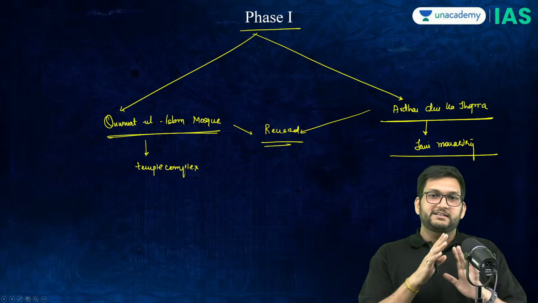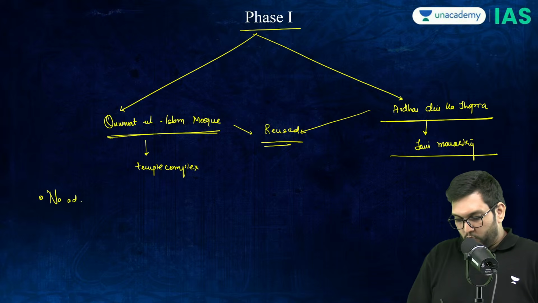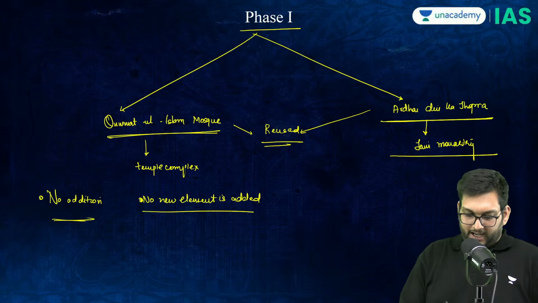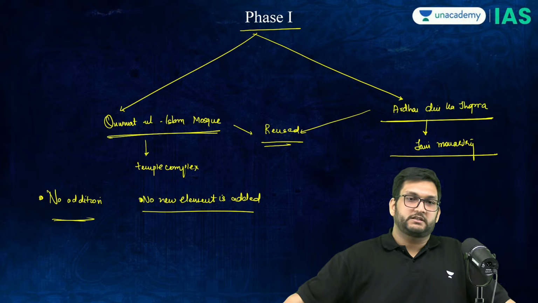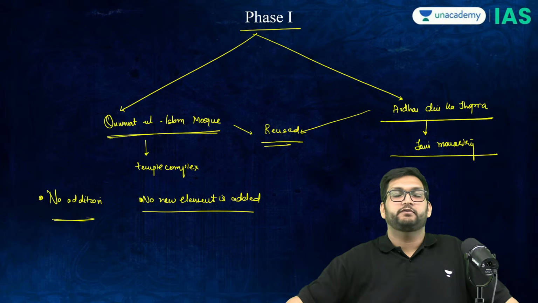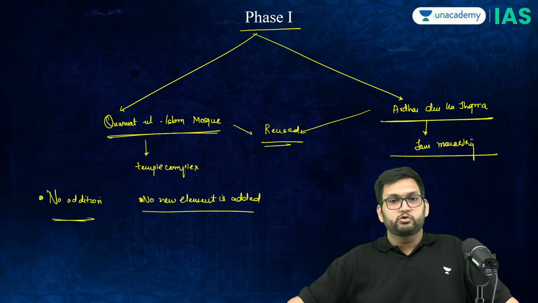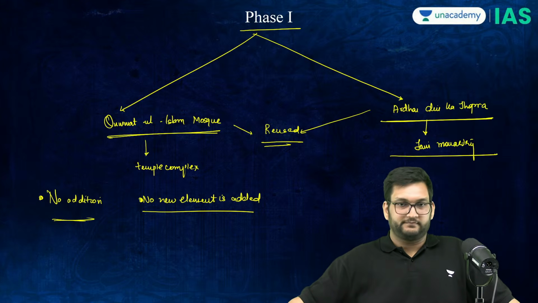Now, in this phase, there is no addition. Very important point. No addition or no new element is added, because this is a phase where they're just trying to use whatever they find. So any question where they're saying that Qutubuddin Aibak was the one who fundamentally changed the landscape of architecture in India, that statement is incorrect, because Qutubuddin Aibak laid the foundation for it, but he may not have contributed directly to innovation.